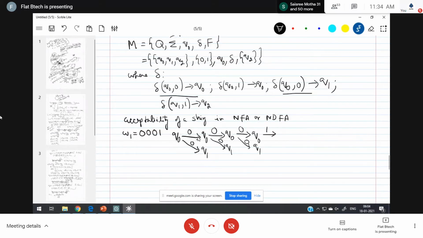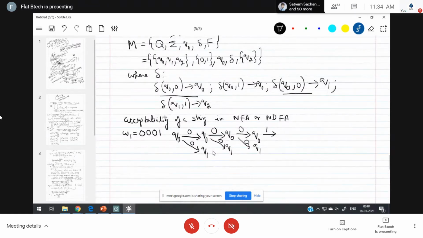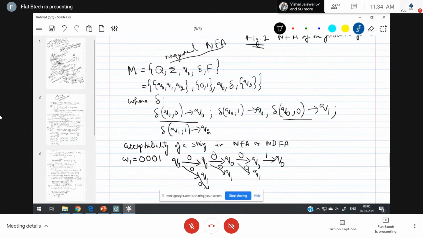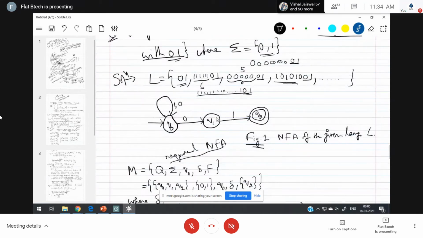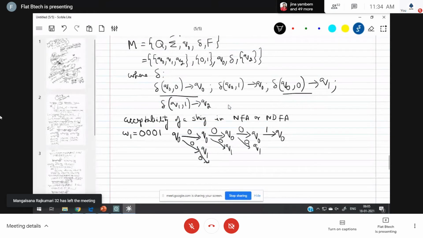So Q naught with 1, from the diagram, means it will remain in the Q naught itself. So let me write Q naught. Next, let me try to complete this. In this one, what is the next term? 0. Let me write here. So Q1 with 0, from the diagram, means no path is available.